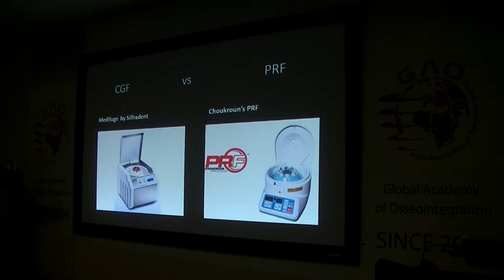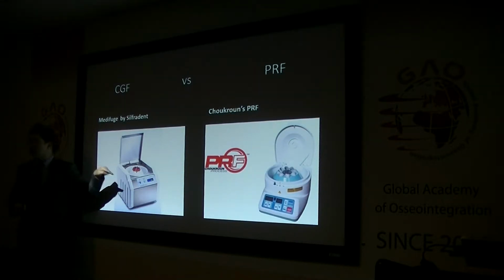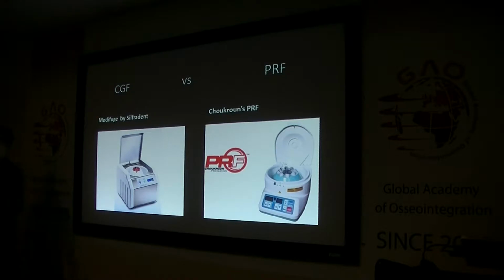It's specifically made for CGF. So you put the blood in there, close it up, and you hit start, and that's it. It does everything for you. You don't have to worry about looking at the RPM and the settings and all that.